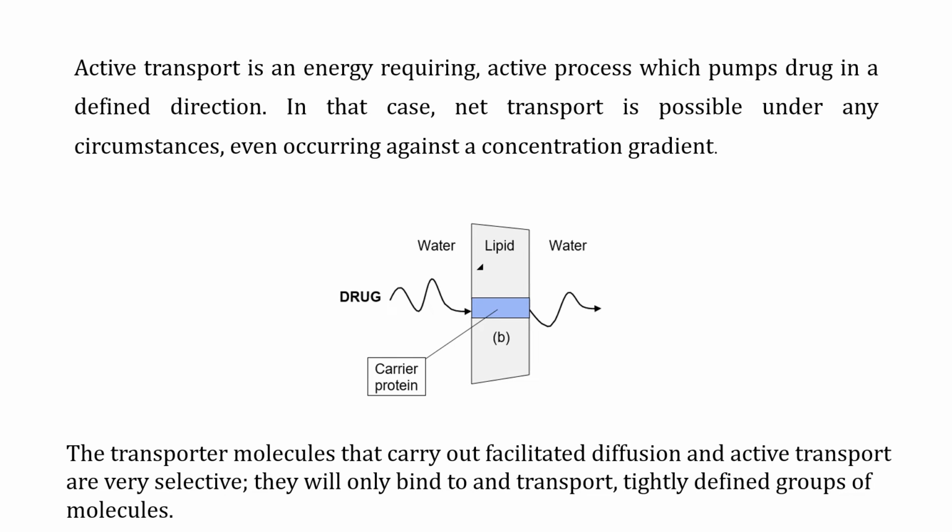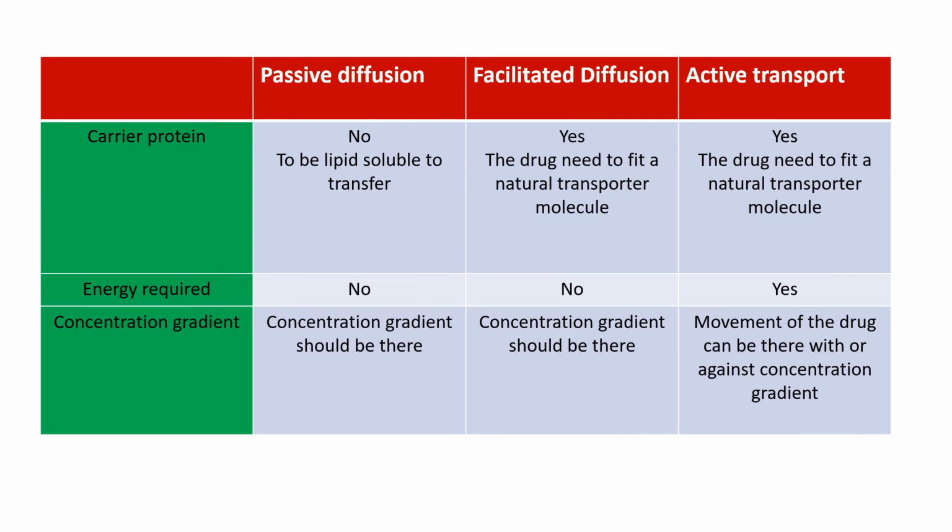The transporter molecules that carry out facilitated diffusion and active transport are very selective. They will only bind and transport tightly defined groups of molecules. Basically, active transport needs energy, facilitated transport doesn't need energy, and both need a carrier molecule. So this is the difference between the three: passive, facilitated, and active transport. You can see energy required: no, no, yes; only active transport requires it. A concentration gradient is needed in both other cases, but it is not very important in active transport. Carrier transport is used for both facilitated and active transport.